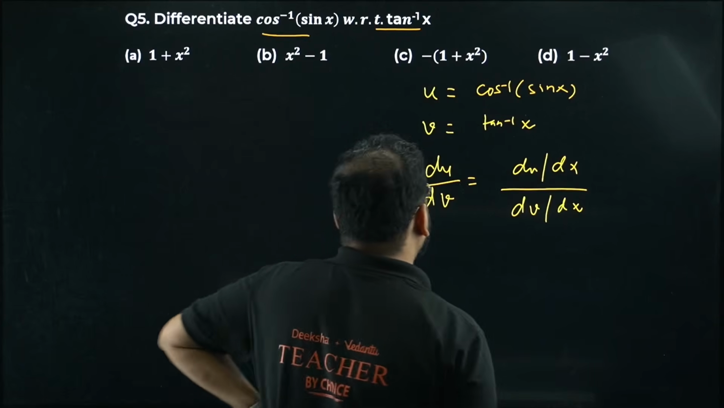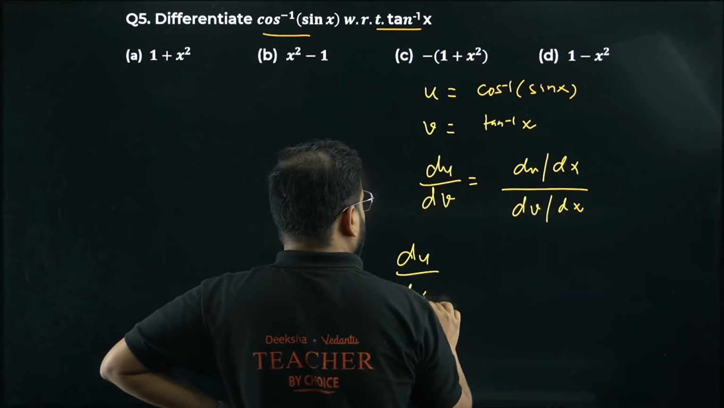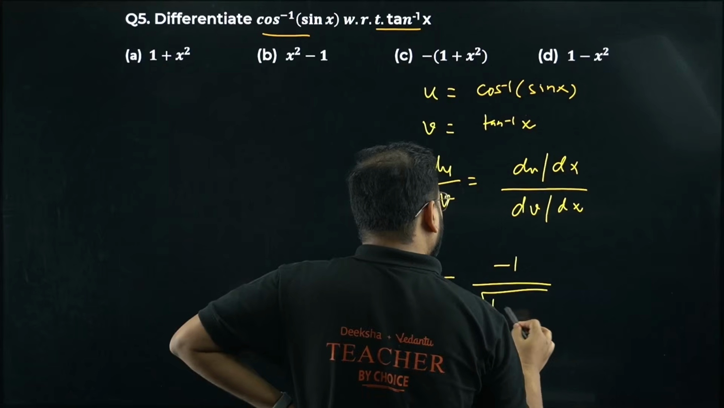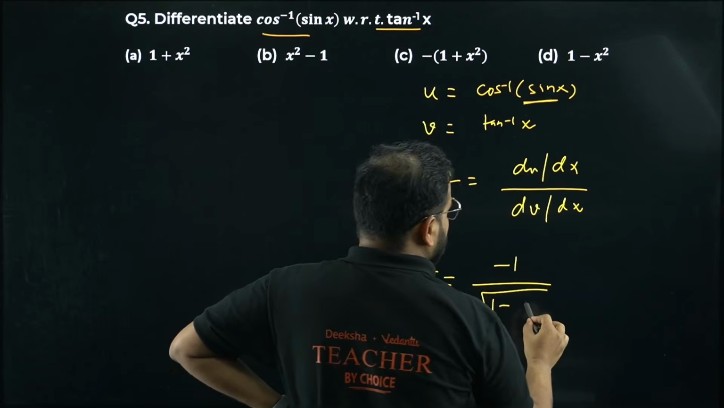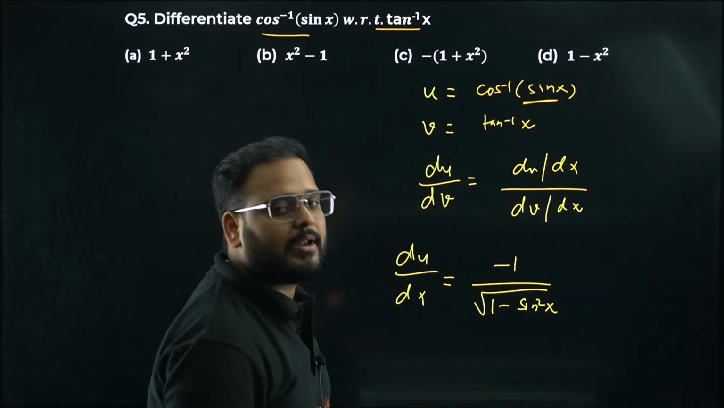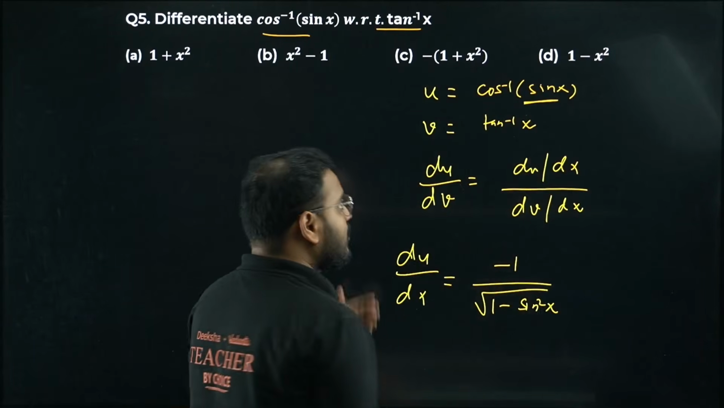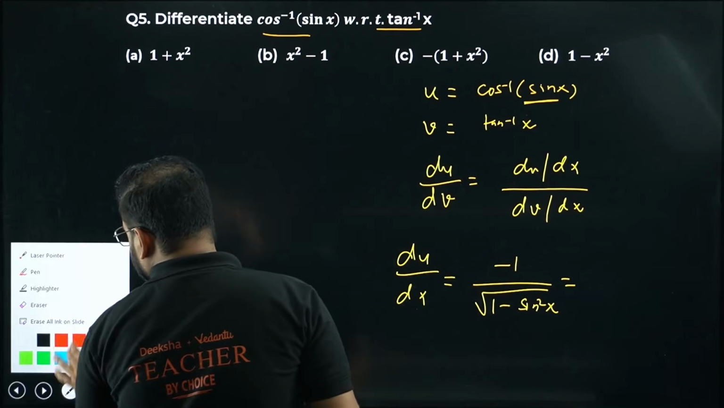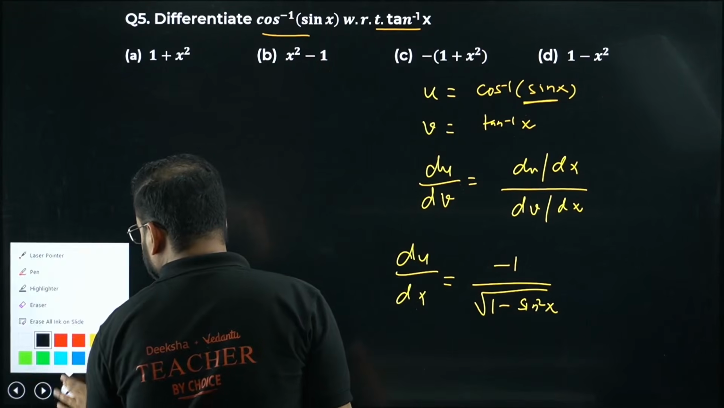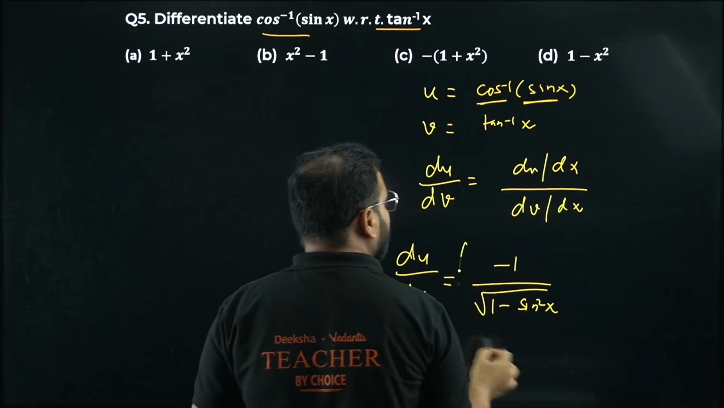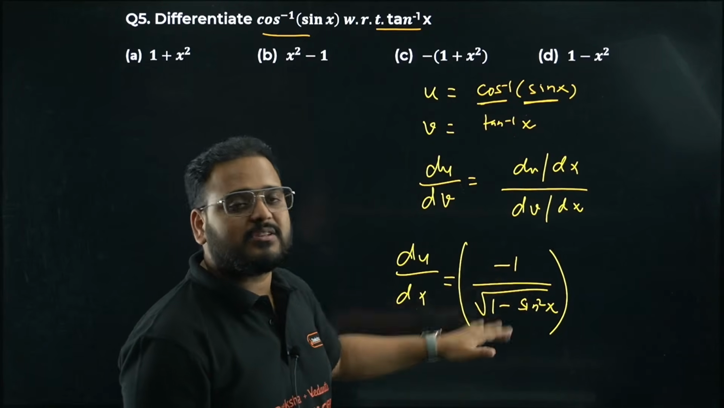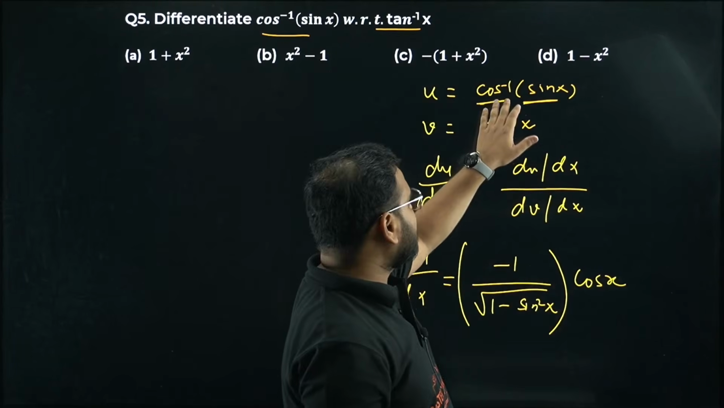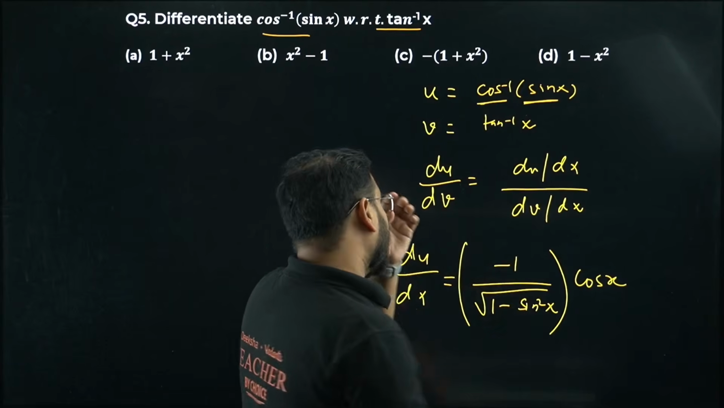So let's do it. First part, du by dx. Cos inverse: I taught you the formula in the beginning. It is minus 1 upon root of 1 minus x square, and in place of x we have sin x, so it becomes sin square x. One more thing, I have to do the chain rule also. Once you differentiate the cos inverse part, what about sin x? It will become cos x.